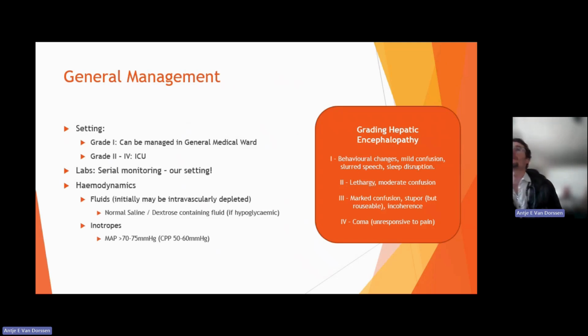And then also the fluid and electrolyte management of these patients becomes complex. General management of these patients, there's a little grading of hepatic encephalopathy there on the right, but I've got a better table coming up later. But where to put the patient is important. And any patient with grade 2 to 4 hepatic encephalopathy should be considered for ICU. I think in our setting, it's sometimes difficult to put the grade 2 patients there, but we do try.